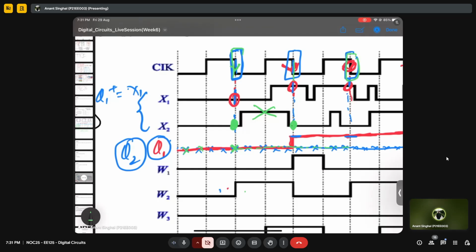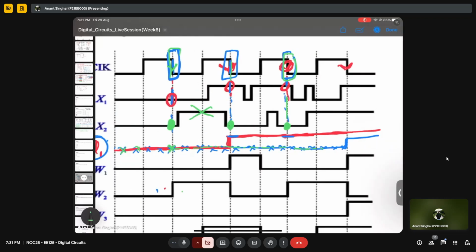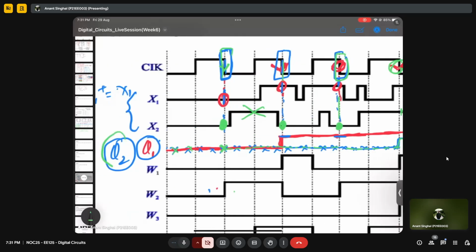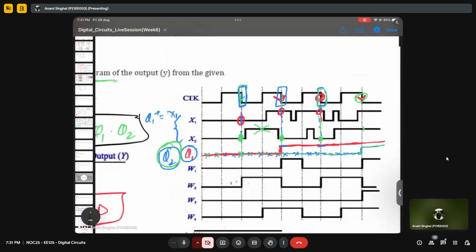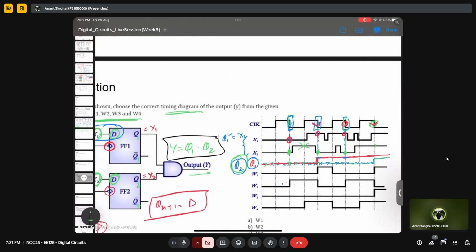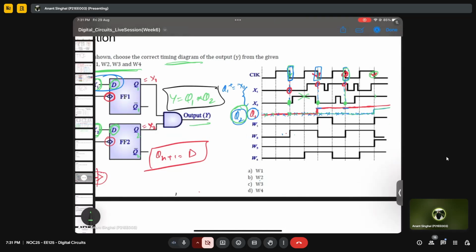And at this trigger it is still 0, actually at this point. So it is still 0. At this trigger it becomes 1, so now it has become 1. So this is the q2, and basically the output is the AND combination of this. So q1 times q2 will be 0.